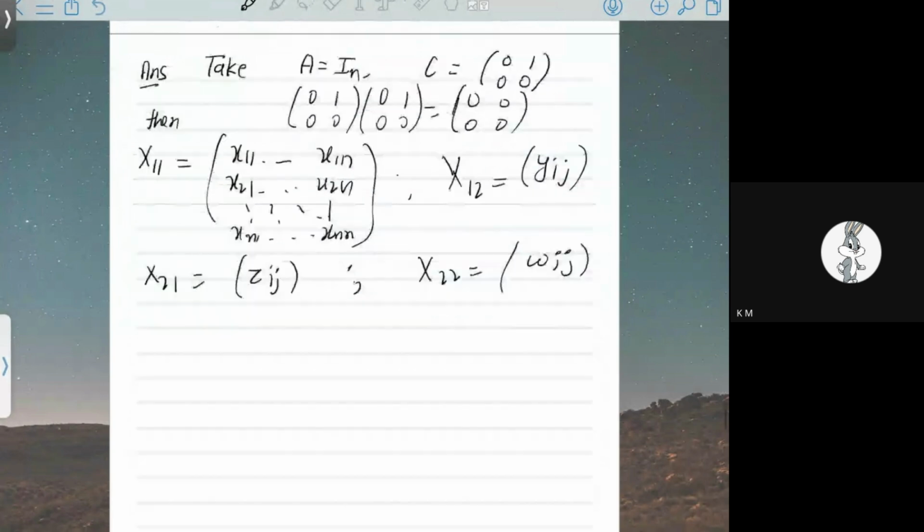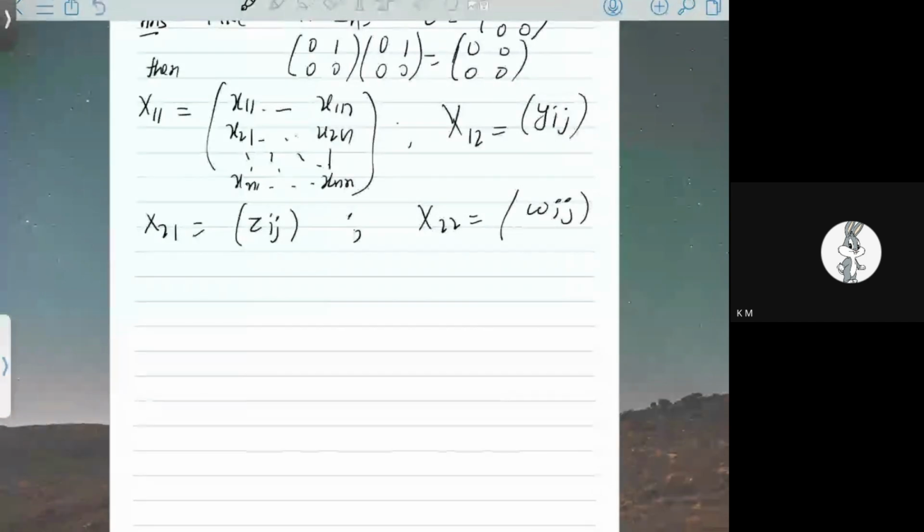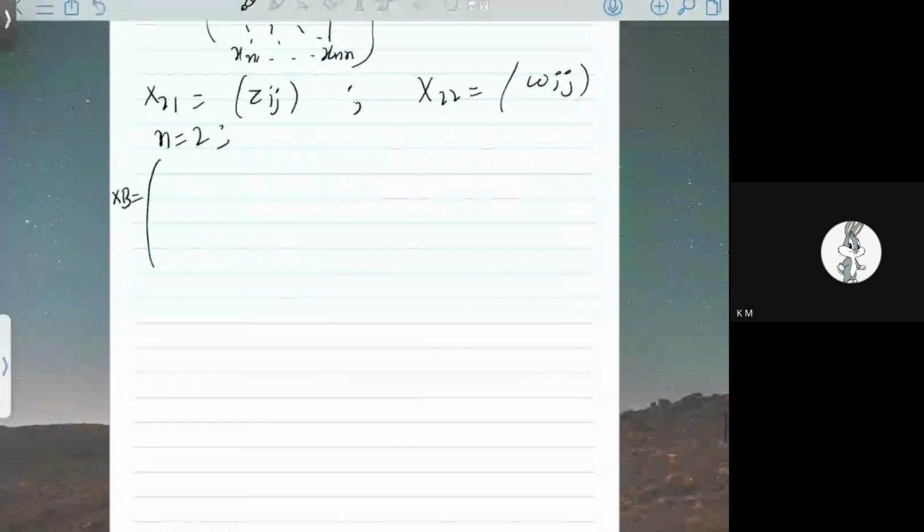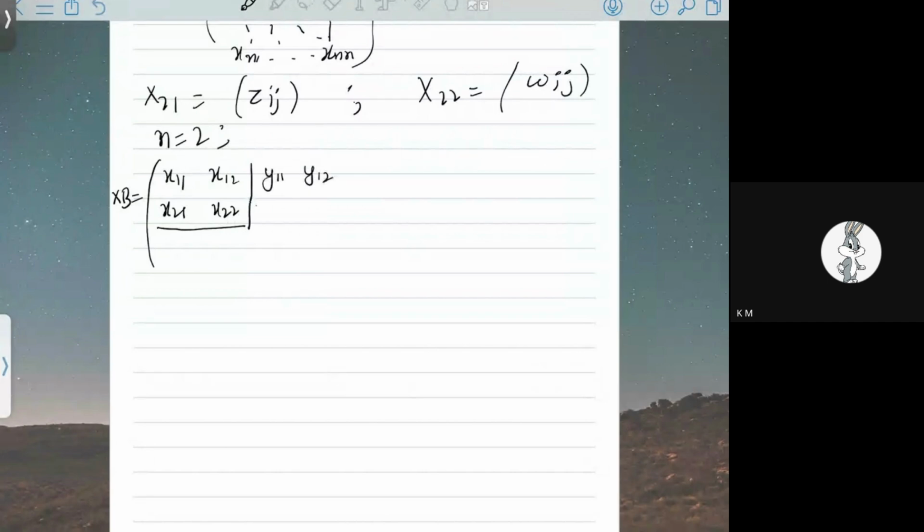So now what we can do is just write it down. And we take our N to be 2 for the time being, just to create a counterexample. So this is X times matrix A; this is the matrix B. So we write XB. Just note how I am writing it: X11, X12, X21, X22. This is the matrix X11, which was given in the question. Then Y11, Y12, Y21, Y22. Then we have Z11, Z12, Z21, and Z22. This is the matrix X21. And W11, W12, W21, and W22. So this was the matrix X given to us.